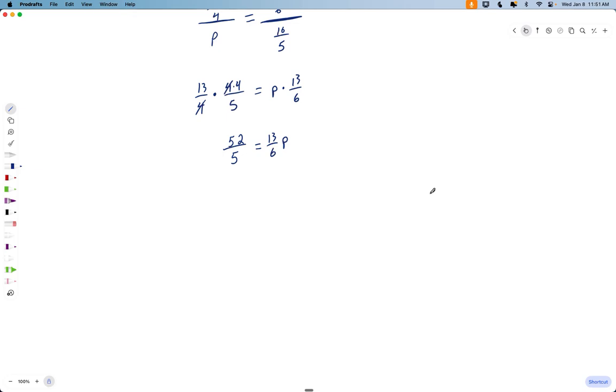So now, to get rid of this, I'm going to multiply by the inverse fraction. So these cancel each other, because 13 times 6 is the same thing as 6 times 13. So it'd be 1 over 1, or 1p would be our answer, right? But if I do that on this side, I have to do it on this side. So 6 over 13.